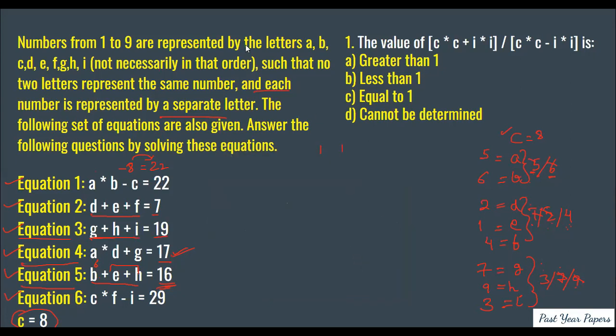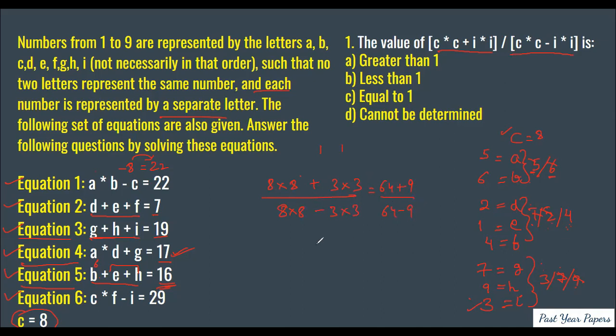So the first question is, we need to find the value of C square plus I square upon C square minus I square. So what is C times C? C is 8. 8 times 8 plus I times I. What is I? I is 3. 3 times 3 upon 8 times 8 minus 3 times 3. So this gives me 64 plus 9 upon 64 minus 9.